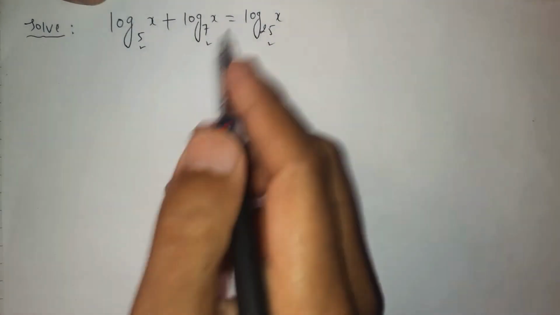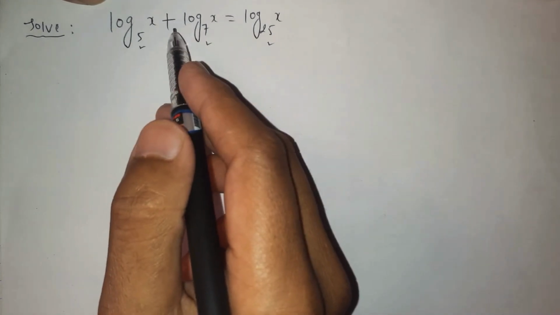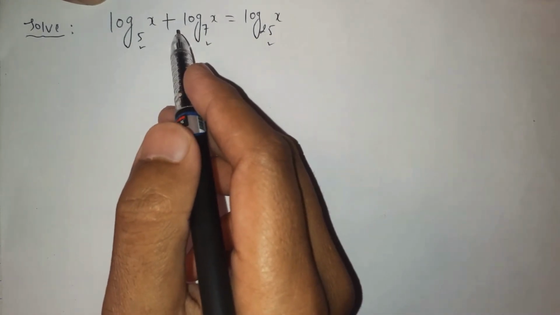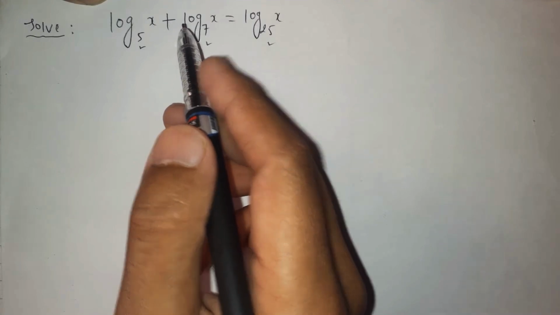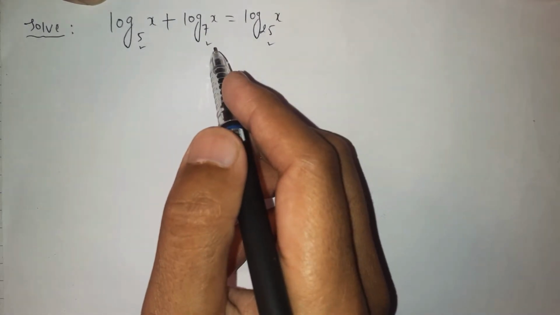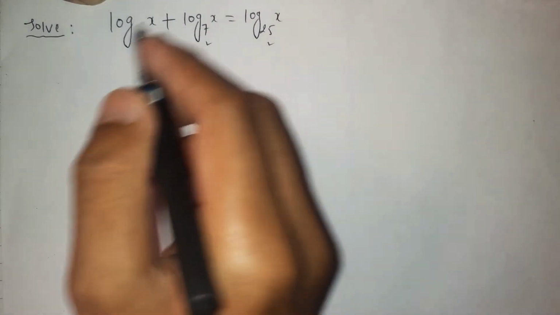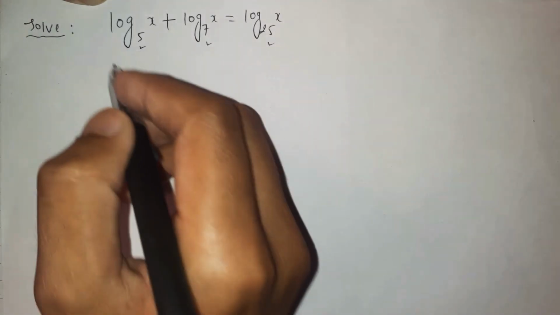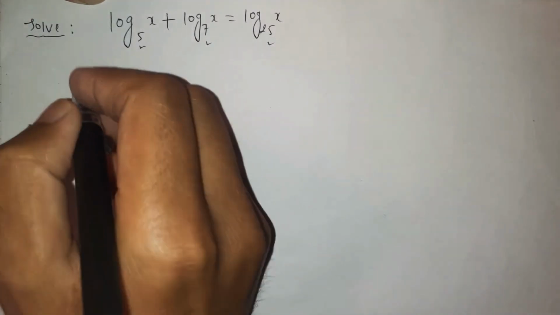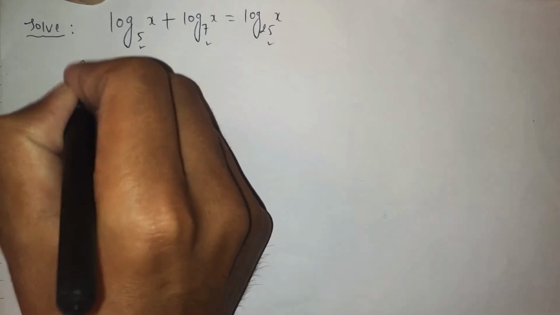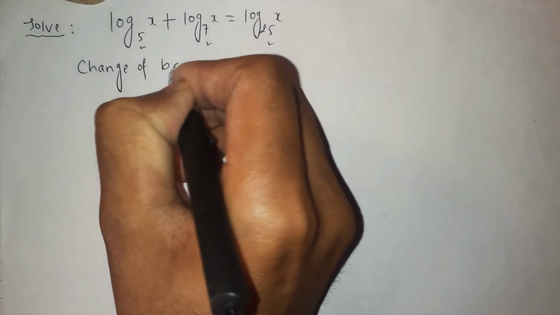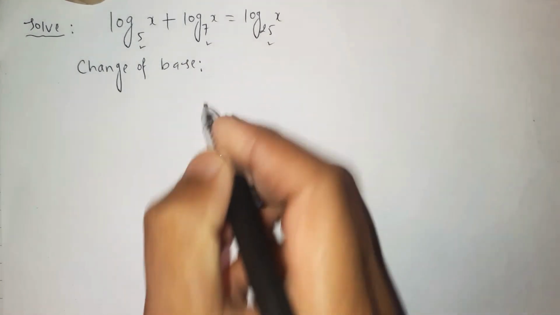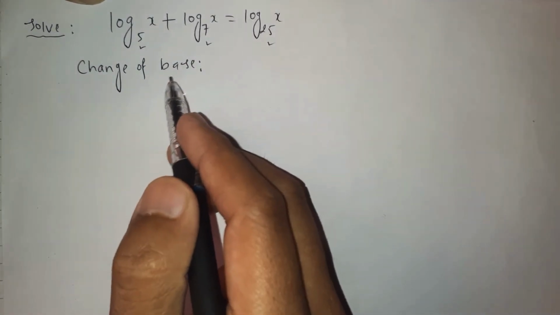In such types of questions, when the bases of the logarithms are different, then we have to convert the logarithms to the same base first. The first step is to convert all the logarithms to the same base, and we have the change of base formula. Please remember this formula. The formula name is change of base. We can change any base to our requirement.